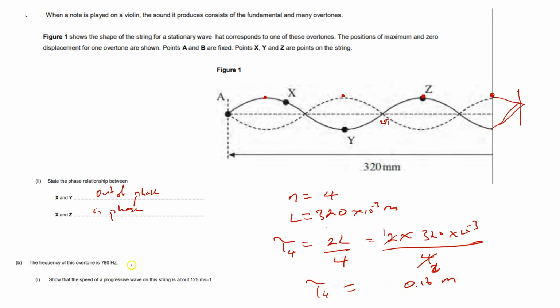Having said that, we know that speed is equal to wavelength times frequency. Frequency is 780 times my wavelength, 0.16. When we multiply that, we get a speed of 124.8, and of course this translates to 125 meters per second.